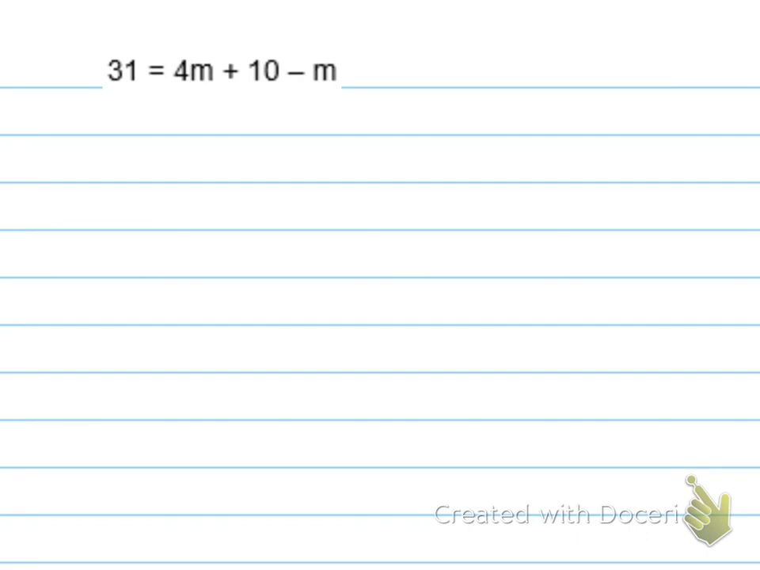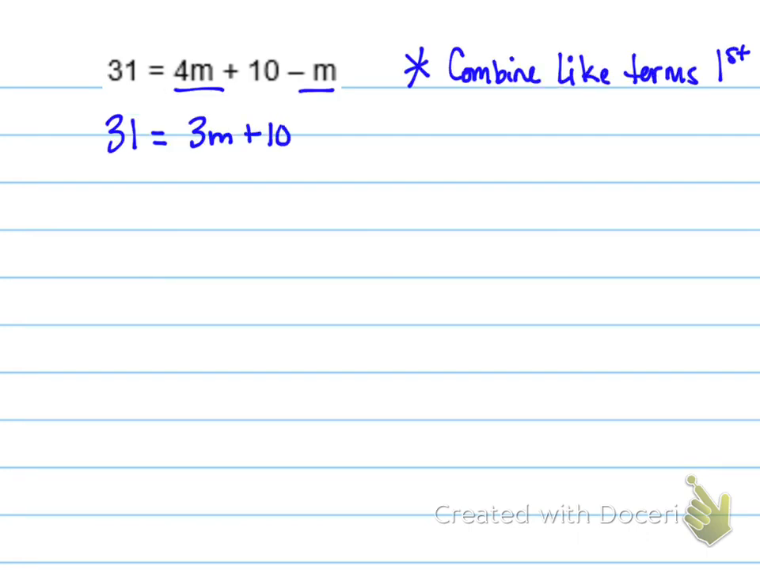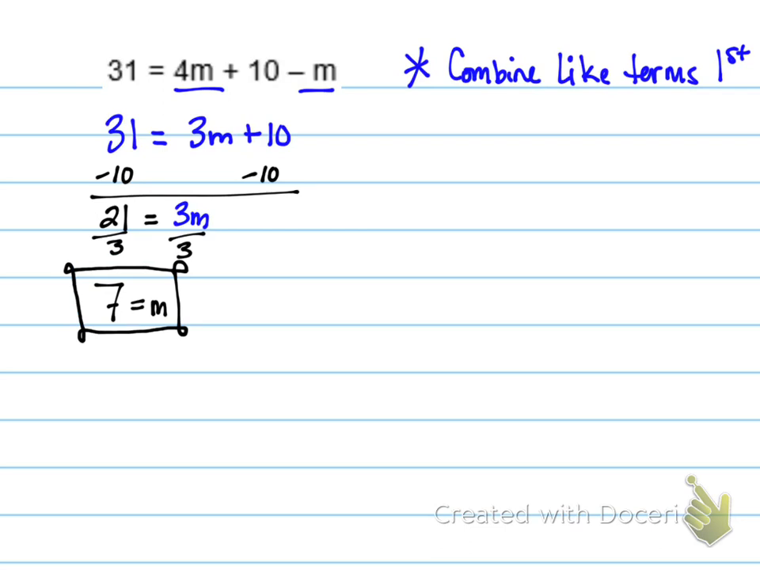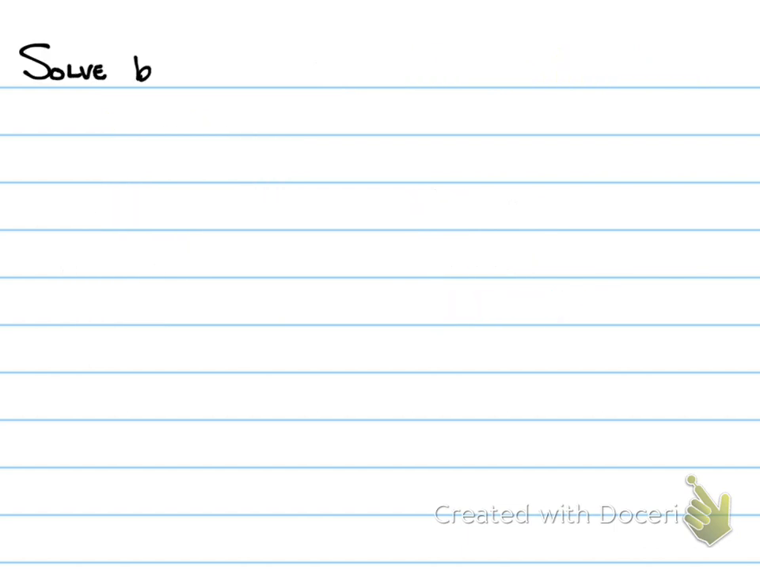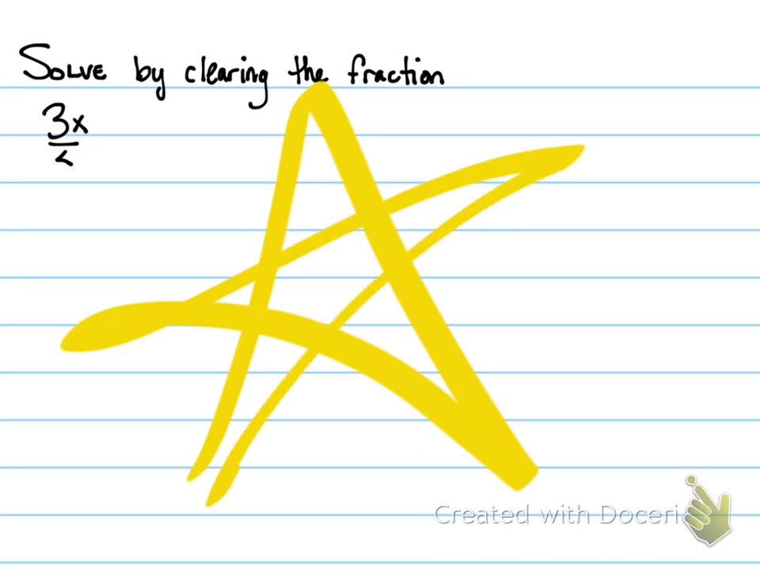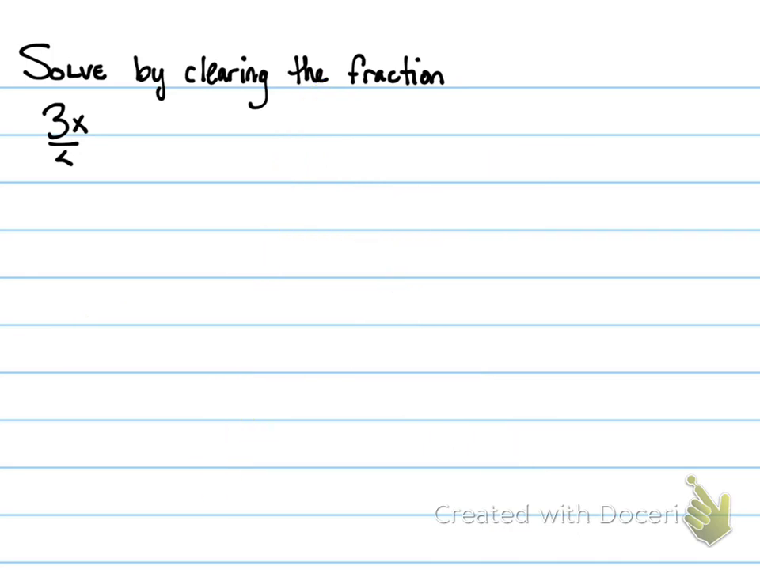All right, so here we are going to have to combine like terms first. So doing so, 4m minus m is a 3m. Then we unadd the 10, so the inverse of that is subtracting 10. Then dividing by 3 gives us a 7. Hey, round number, nice. And then check our answer. There we go. Works.